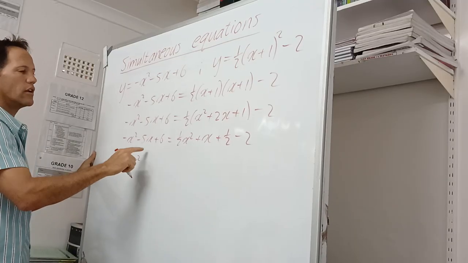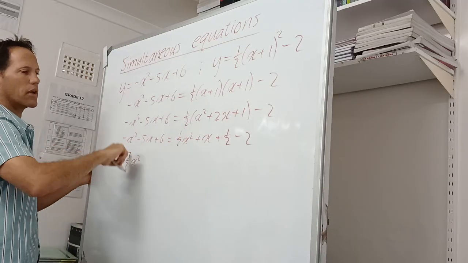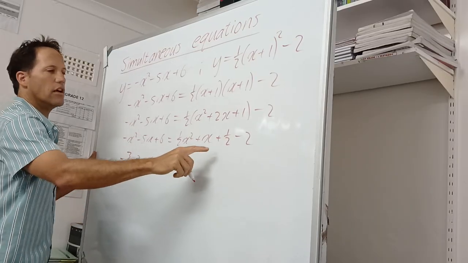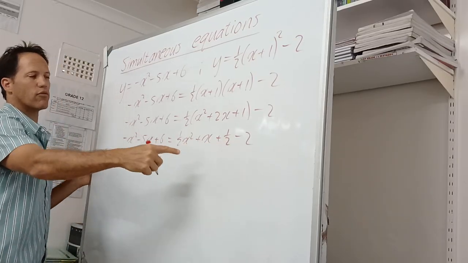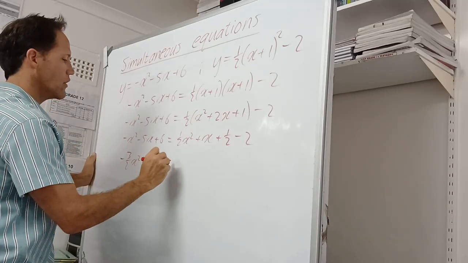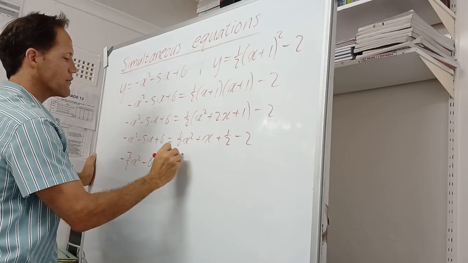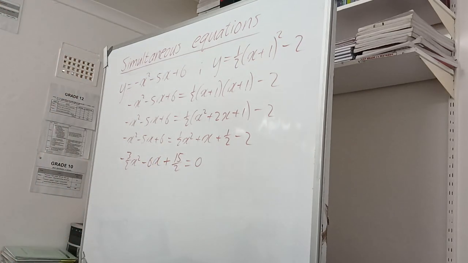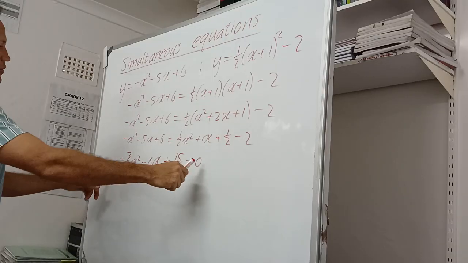So it's negative 3 over 2 x squared. It's minus 5x. If you take the plus x over, it's going to be minus x. So it's minus 6x. And then a half minus 2 is negative 1.5. Take it over, it's plus 1.5. It's plus 7.5. Or you can write it as 15 over 2 equal to 0. Okay, so we do that, and then we use the quadratic equation.